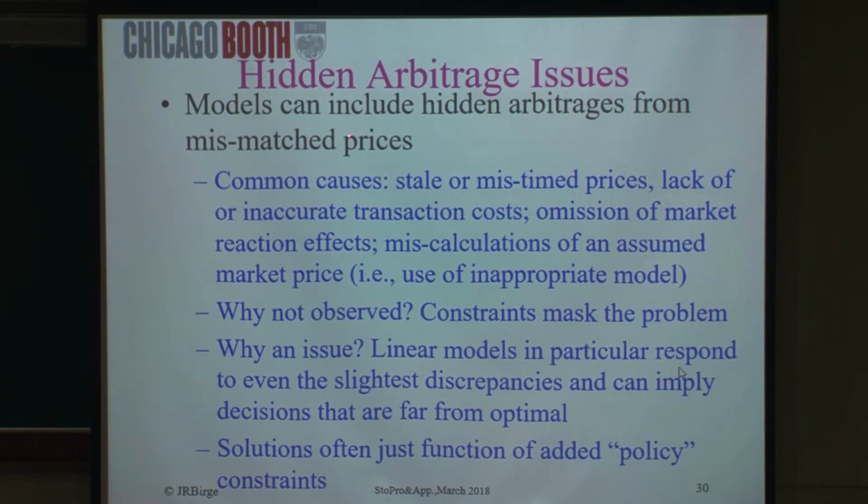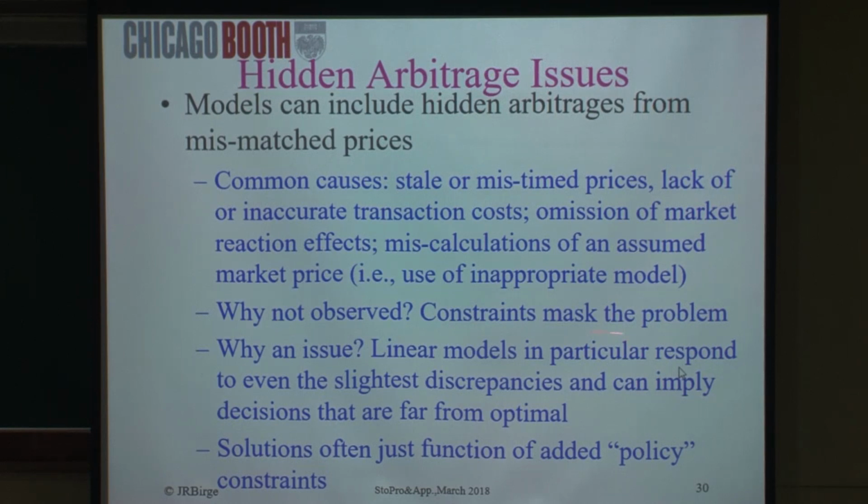That I don't have prices that are consistent with each other. So the prices allow me to create a model in which I think I can make an infinite amount of money, but I know in reality I can't. Common causes for this are that I have stale prices, or I didn't include transaction costs that are all actually there, or I didn't include that the market might react to what I did, or I just don't have correct prices.